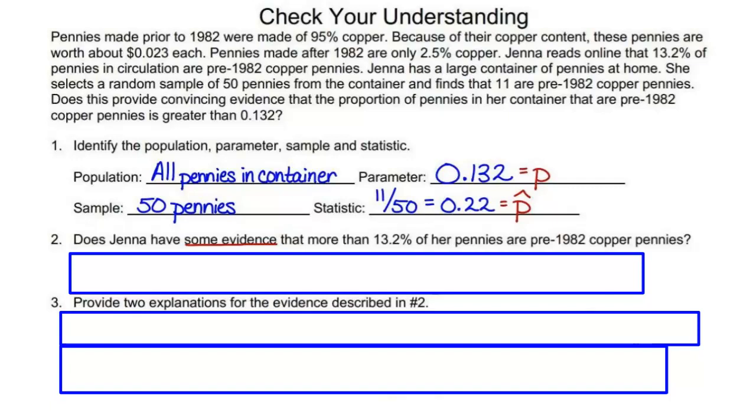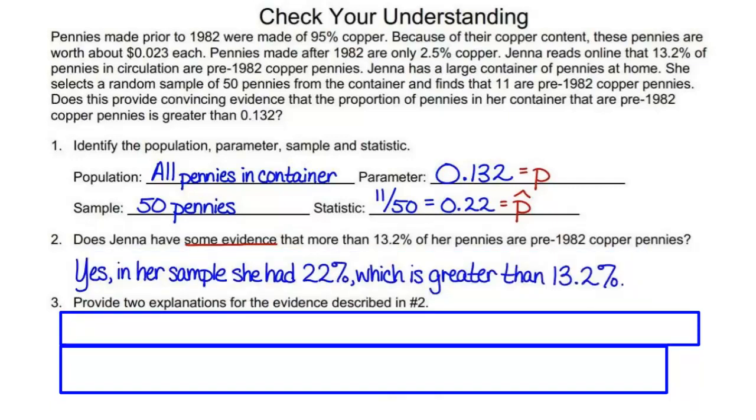Would we say that she has some evidence that more of her pennies are pre-1982? Why or why not? Yeah, her proportion was 22%, right? The population proportion is 13.2%. If her sample matches the population, she should only have 13.2% of her pennies being pre-1982, but she came up with 22%. So I do think she has some evidence. 22 is bigger than 13.2.